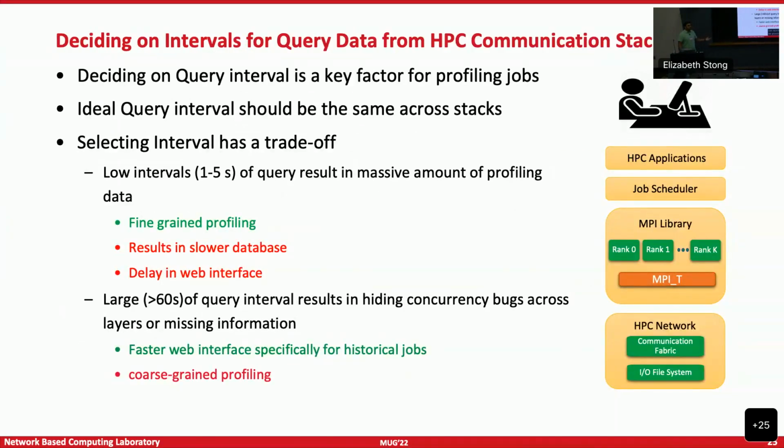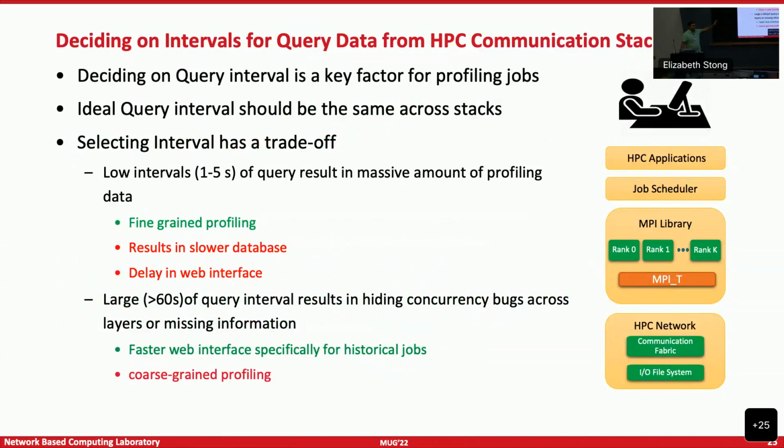Then it becomes a question of what the profiling interval should be to gather the data. We have two choices here. It's a trade-off. With low intervals of 1 to 5 seconds, you get very fine-grained profiling, but you're going to have a lot of data, and it would cause some delay in the web interface. For example, if you want to gather everything for the last 5 hours, it takes some time to gather all of that, render it, and show it. On the other side, if you go for larger profiling intervals, you might lose some granularity, but you will have a faster web interface.